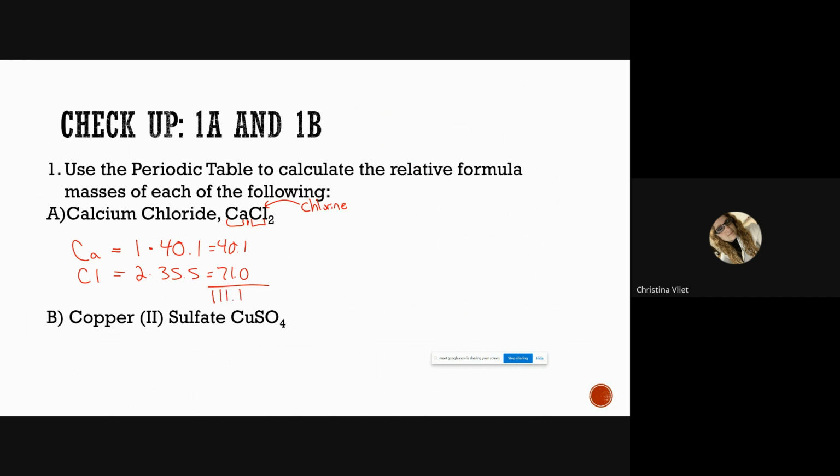And because we're just looking for relative formula mass, our correct unit here would be AMU. Copper sulfate. How about that one? 58.9. That's nickel. Oh, that's 63.5. Sulfur, 159.6. Correct. And oxygen is 4 times 16.